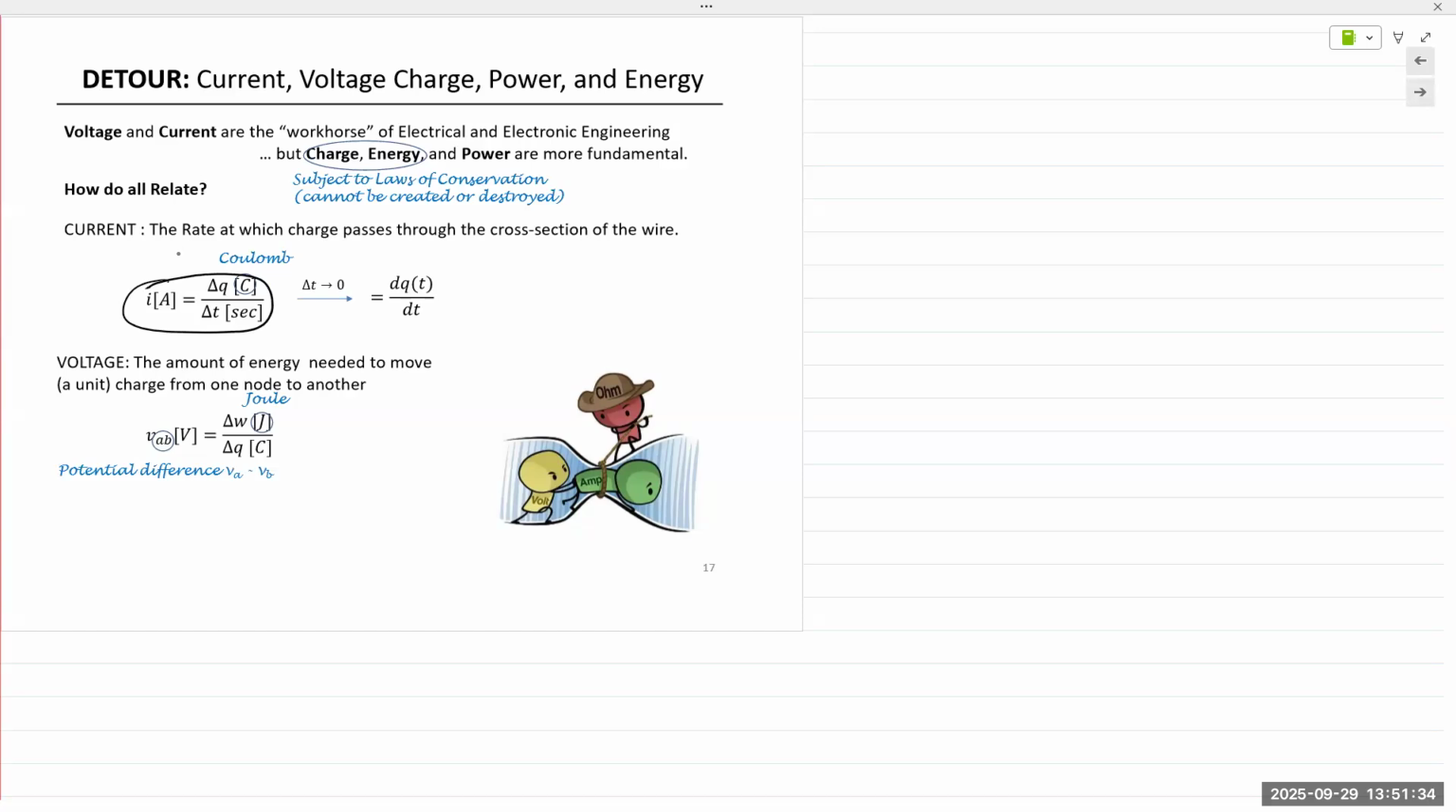Technically, it defines the rate at which charge flows: the time rate derivative of charge, dq over dt. The unit for current I is amperes, named after Ampere.